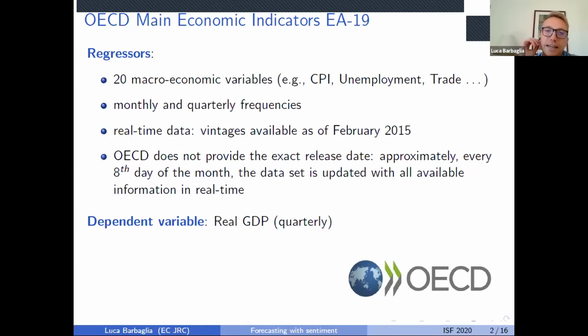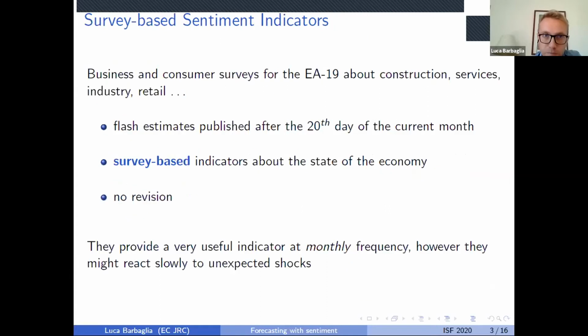I couldn't find any vintages older than 2015. I don't know if you have any experience working with real-time data in Europe, but if you have any suggestion where to find other types of data, I will be more than welcome to discuss it and to have an input from you. And the dependent variable that we want to forecast, as I said, is real GDP, which is of course quarterly.